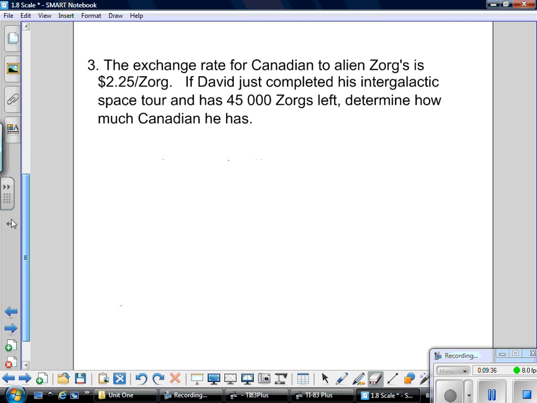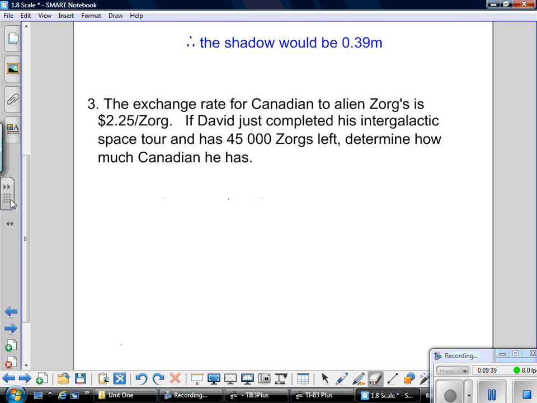The next question is different again. We're talking about the exchange rate. Okay, and if any of you have ever traveled to another country, you know that when you go to another country, you have to use their currency. So you take your Canadian money and you convert it. And at different times and in different countries, the conversion rate is different.